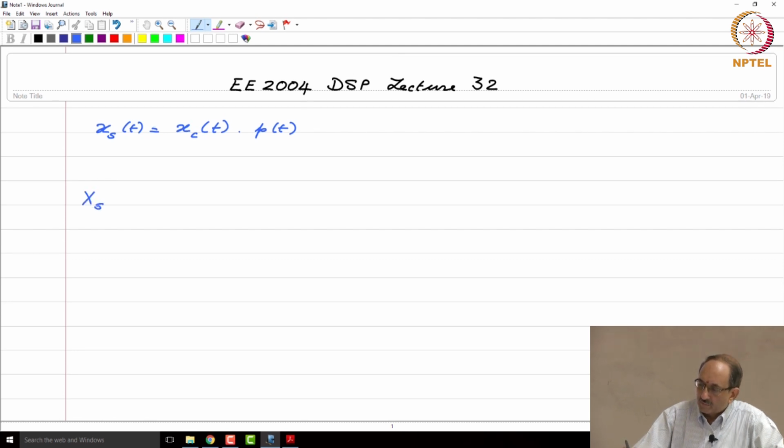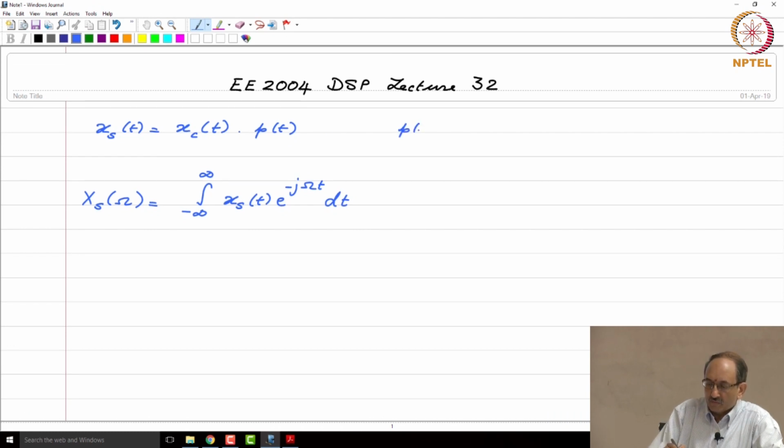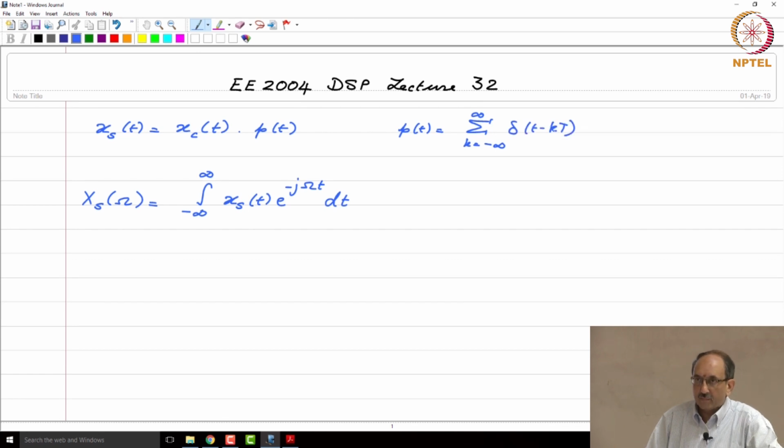And then we were looking at the continuous time Fourier transform of the impulse train sampled signal. Therefore, this is the integral between minus infinity to plus infinity of xs of t e to the minus j omega t dt, and p of t of course is the impulse train. So, this is the sum over k going from minus infinity to plus infinity, delta of t minus k cap t is the impulse train, cap t is the sampling period, 1 over t is called as fs, and this is the sampling frequency.